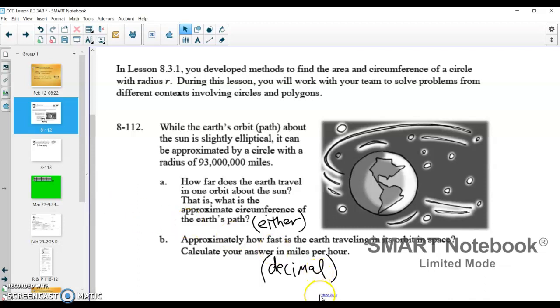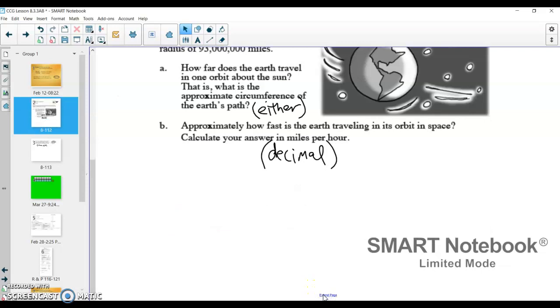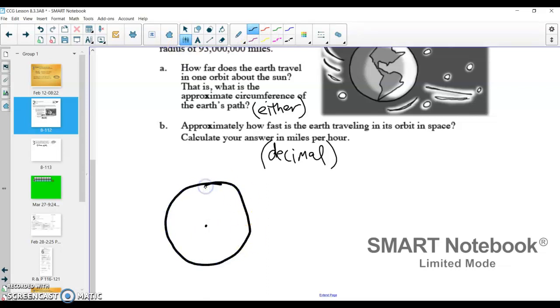And so to do this, I'm going to draw out what they're kind of saying here. Okay, so they're saying we have the sun here, and the Earth travels, and it's really elliptical, but we're saying it's a circle. It travels around the sun, that little black dot is the sun, with a radius of 93 million miles. And we want to know the circumference of that, or the distance around. And so we said in lesson 832 that circumference has the equation 2 times pi times the radius.